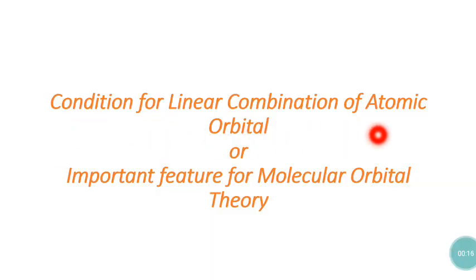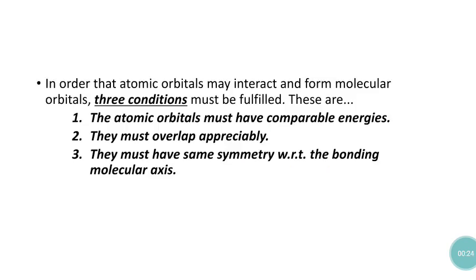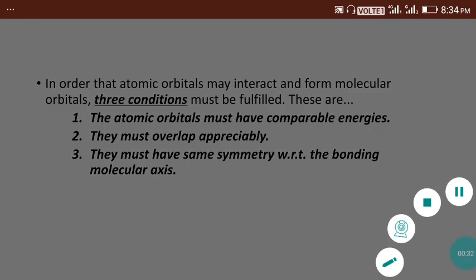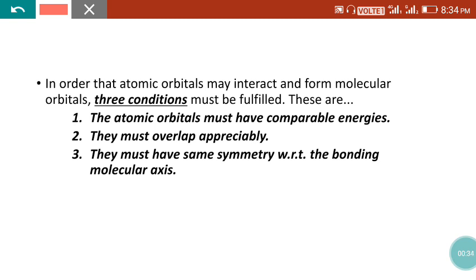Conditions for linear combination of atomic orbitals, or important features of molecular orbital theory. In order that atomic orbitals may interact and form molecular orbitals, three conditions must be fulfilled. Number 1, the atomic orbitals must have comparable energies. Number 2, they must overlap appreciably. Number 3, they must have the same symmetry with respect to the bonding molecular axis. We will discuss these three conditions in the next slide elaborately.